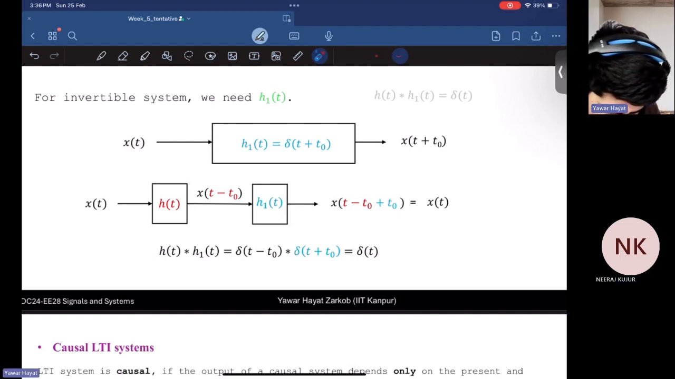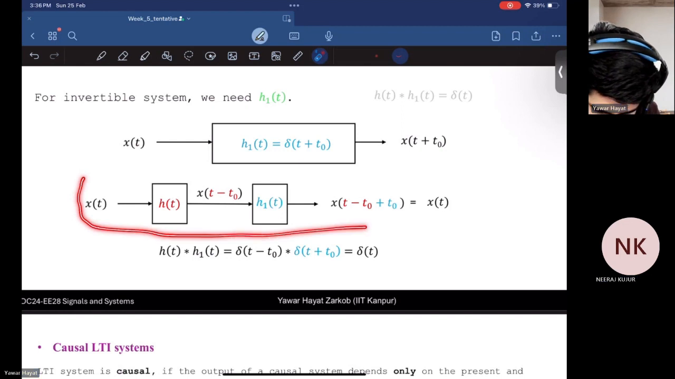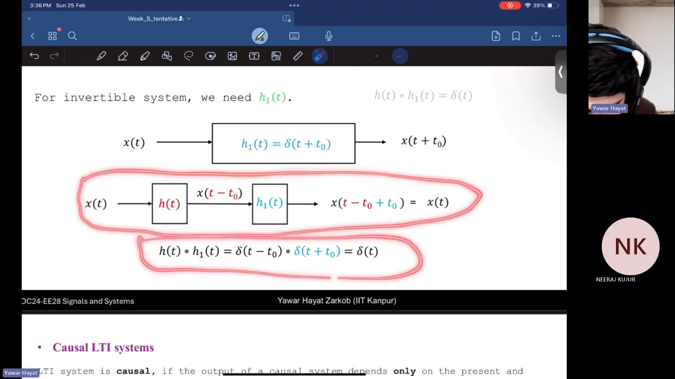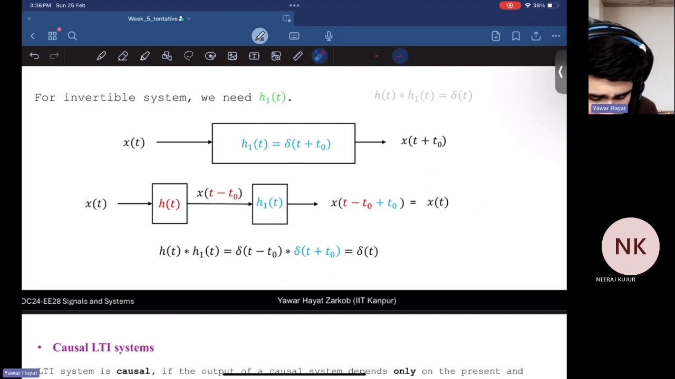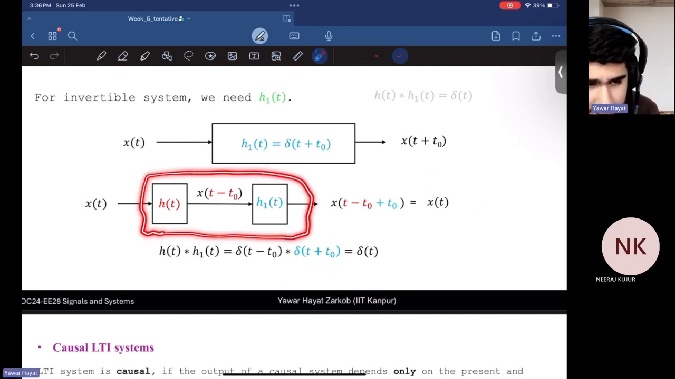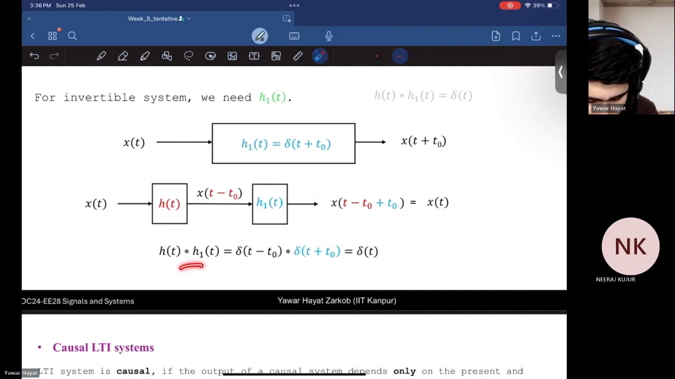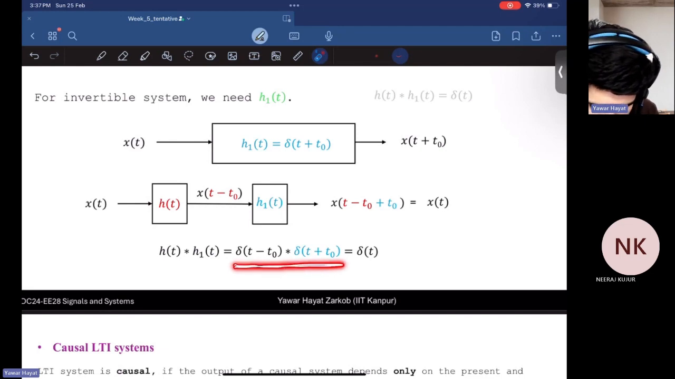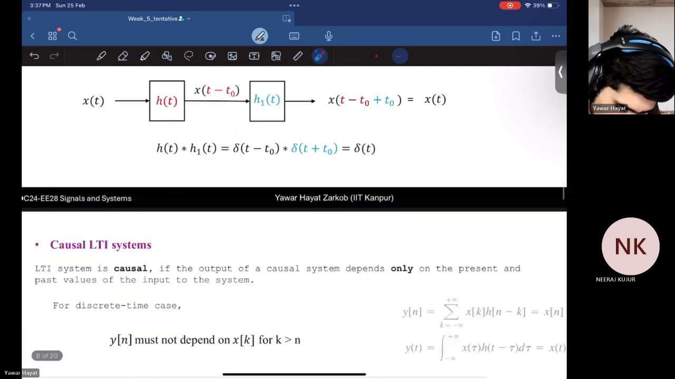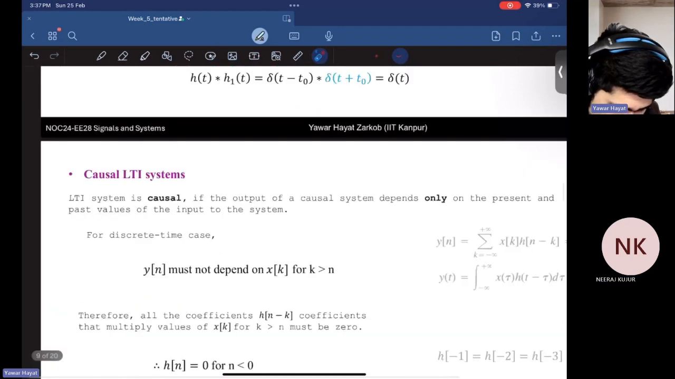Can you see why this and this are the same? This is basically a cascaded system, right? For cascaded systems, we take the convolution of the impulse responses of the two systems. For this one, the impulse response was del of t minus t naught. And for this system, the impulse response was del of t plus t naught. So try it out mathematically and see if you get this answer. This is the exercise part.